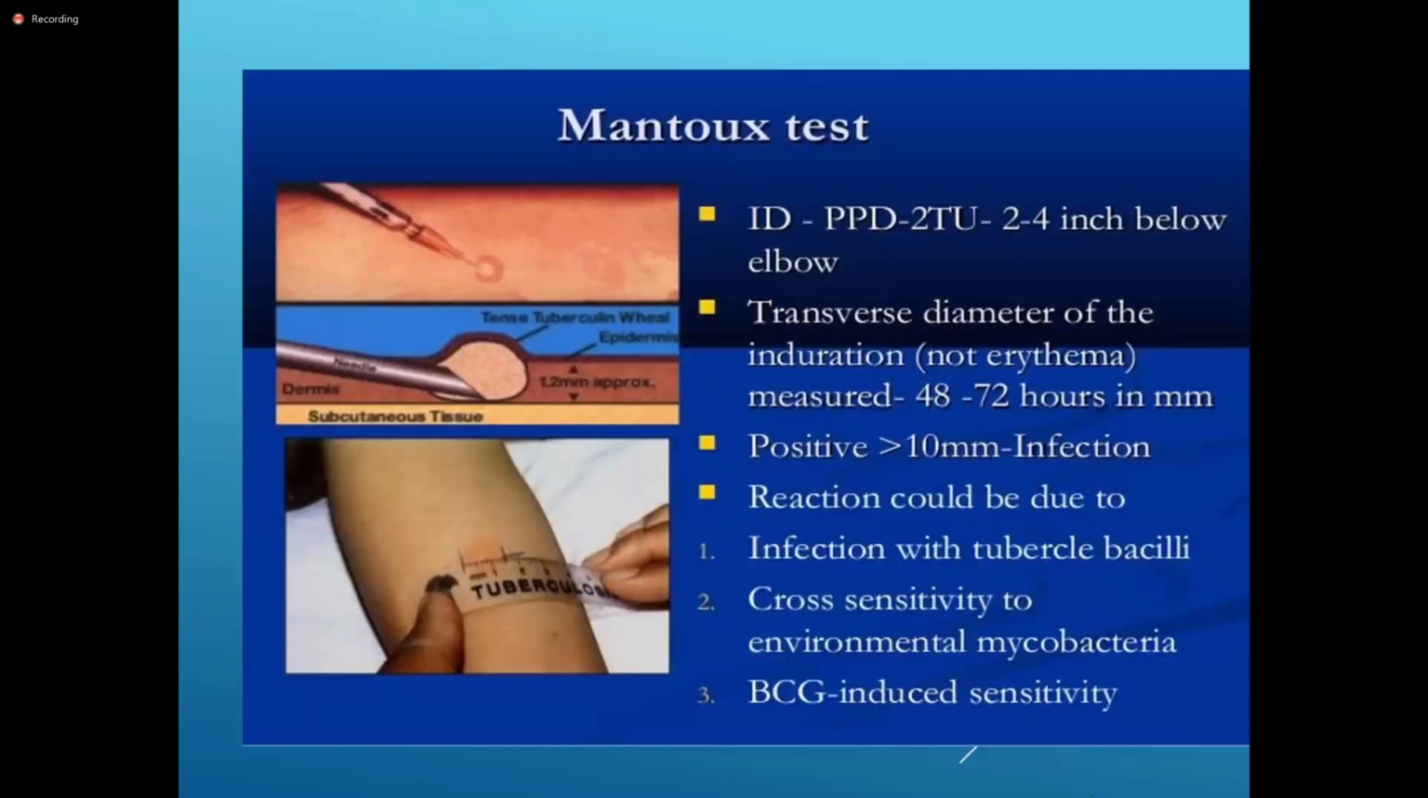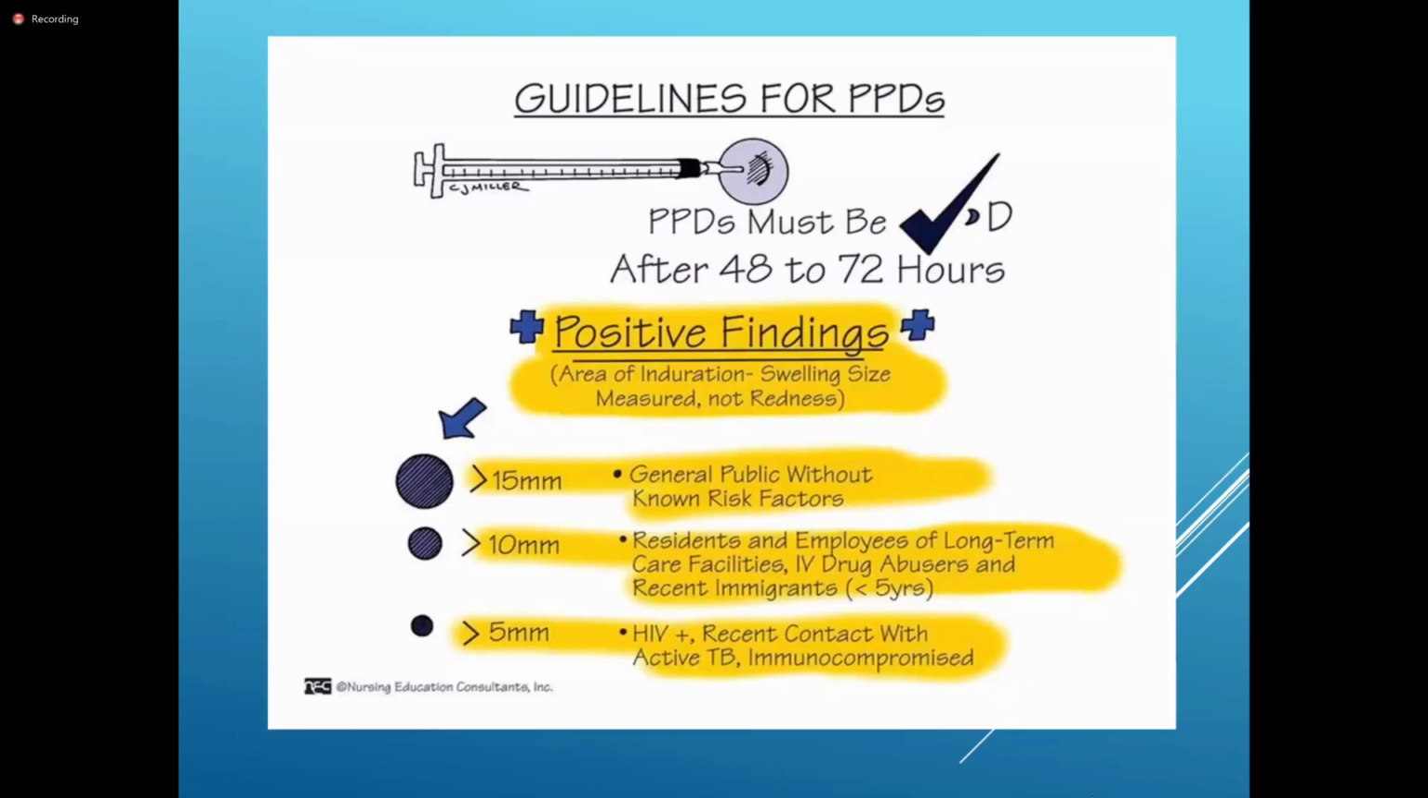So 10 is for the normal person. Greater than 10 indicates positive exposure. Greater than 5 for somebody that is immunocompromised, like HIV, Crohn's, cancer, kidney disease, whatever it is. So here are our positive findings. Greater than 10: residents, long-term care, IV drug abusers. Basically, greater than 10 is what we should be going by. Greater than 5 is our patients down here.